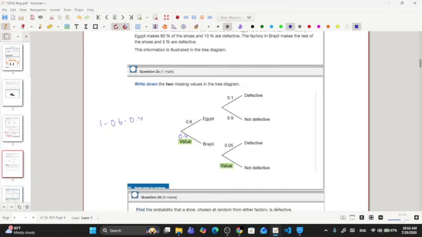Now, if they were made in Brazil, the chance of it being defective was 0.05. So the chance of them not being defective is going to be 1 minus 0.05. Can you tell me what value we get in this case?